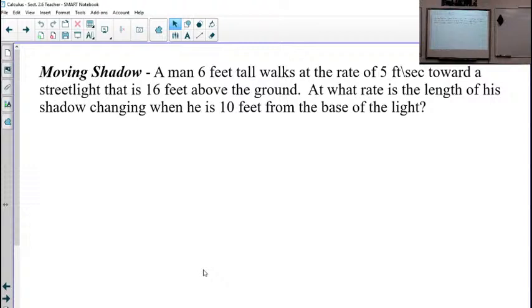Just full disclosure, when I'm about to draw this picture, I'm going to draw the person being to the left of the street light. So the street light is going to be on the right side, the person's going to be on the left side.